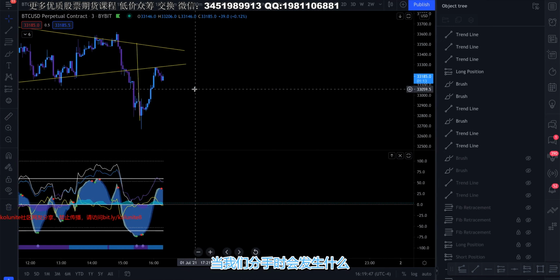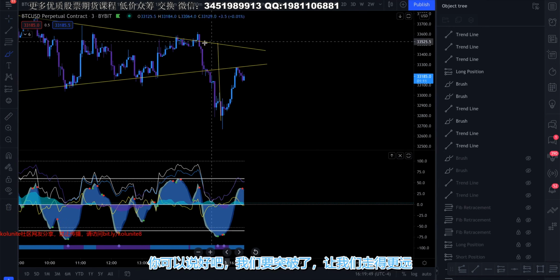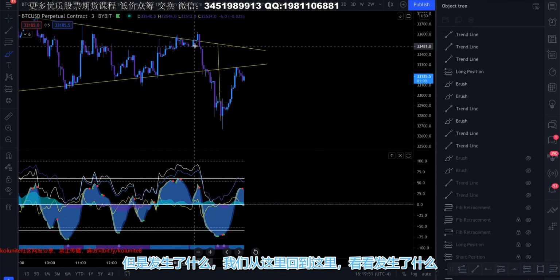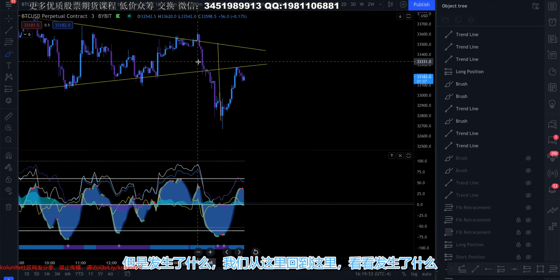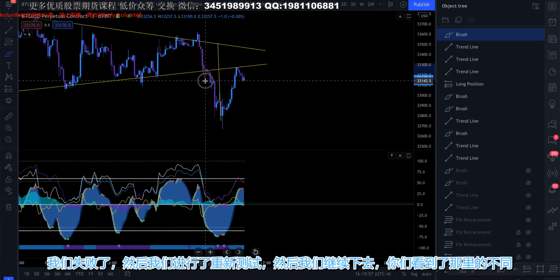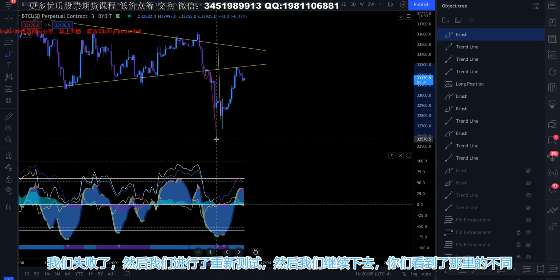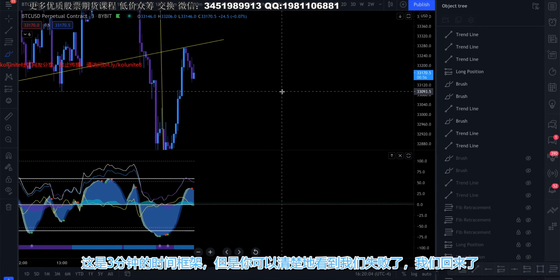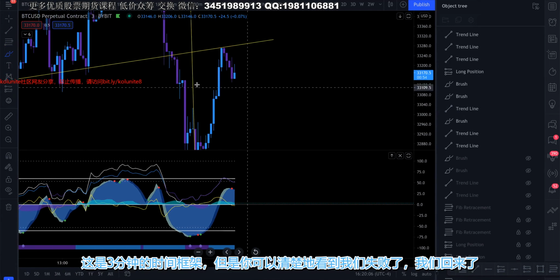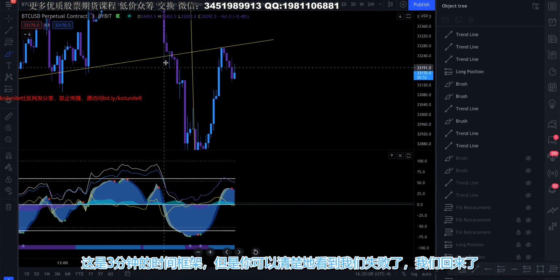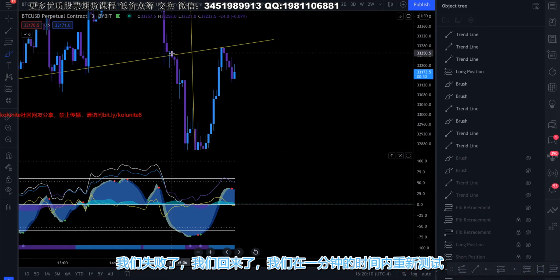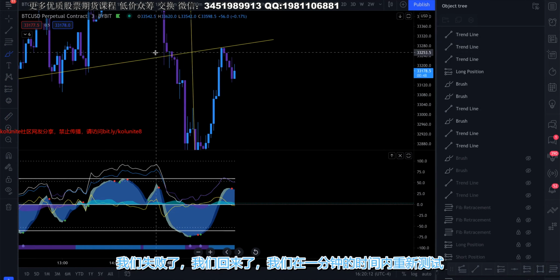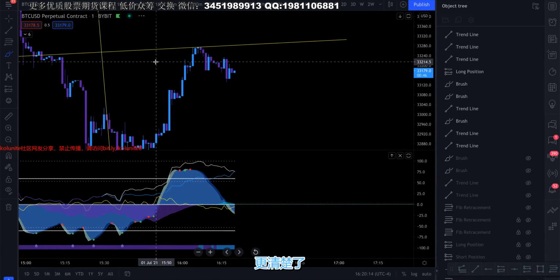Notice what happens when we break up. You could have said, okay, we're breaking out, let's go long, but what happens? We fall right back through. Down here, we fall through, then we get a retest, and then we continue down. You guys see the difference there? This is the 3-minute time frame, but you can clearly see that we fall through, we come back, and we get the retest. On the 1 minute time frame, it's even more clear.